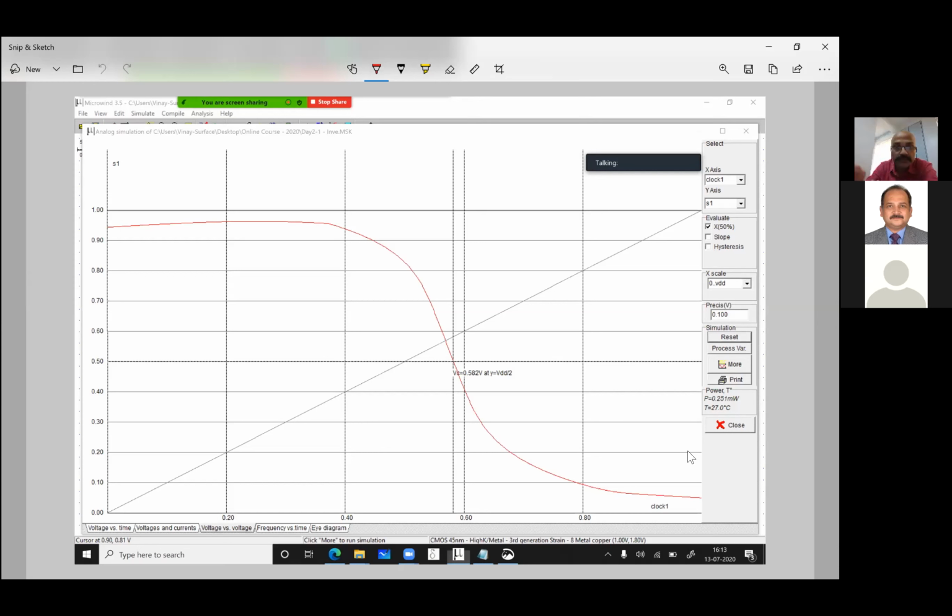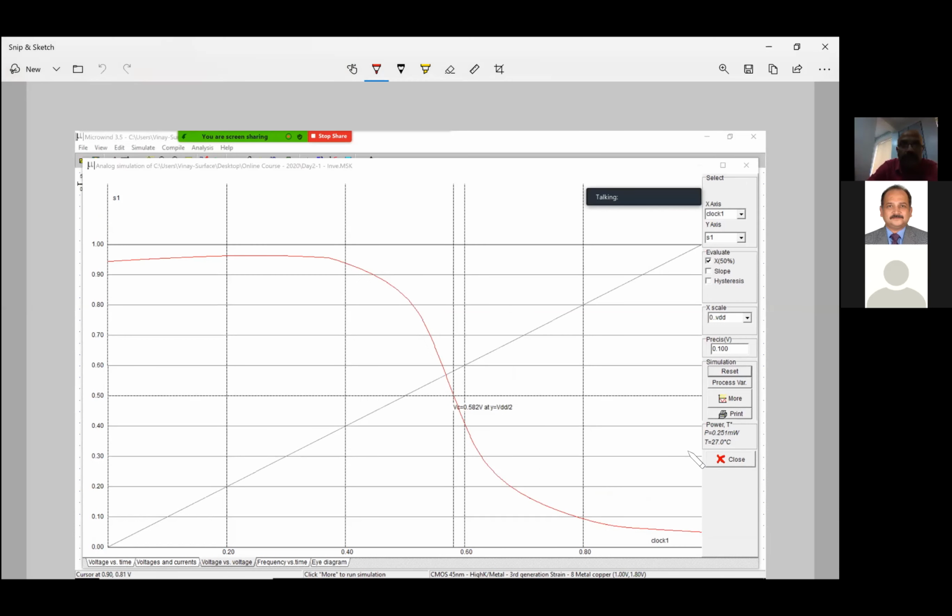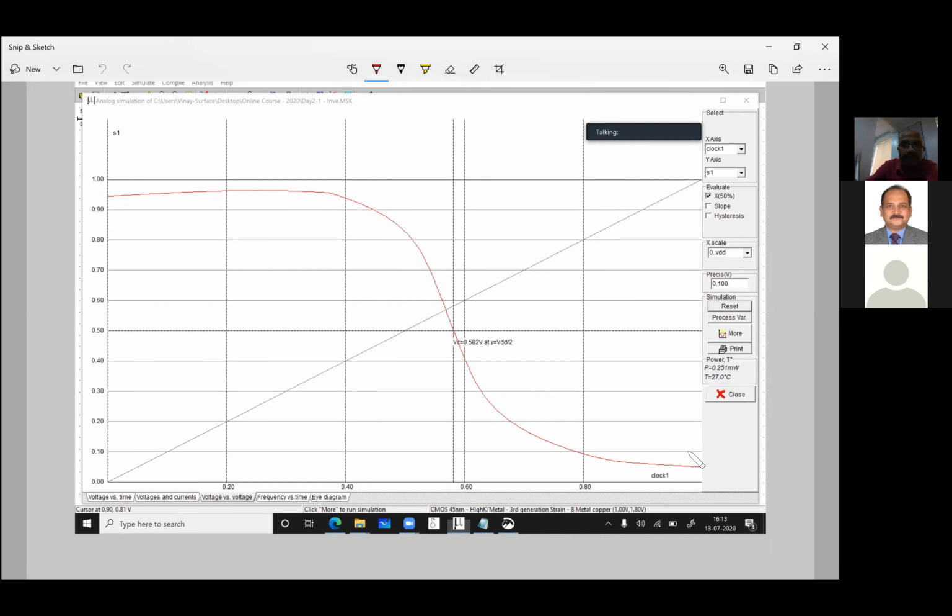Okay, so I believe you are able to see this sketch of the transfer curve. I just took a print screen, nothing more. This is called the transfer curve.